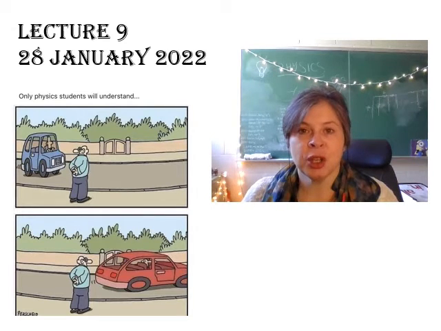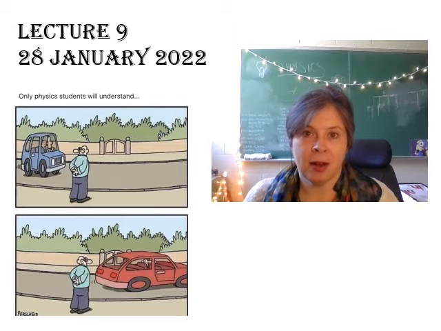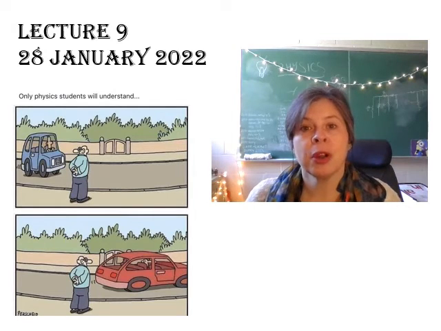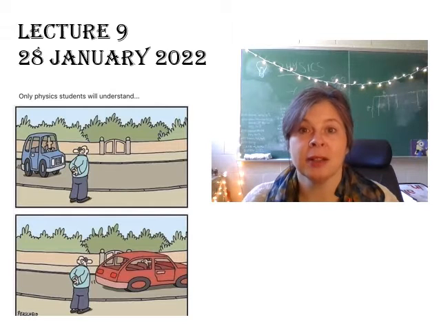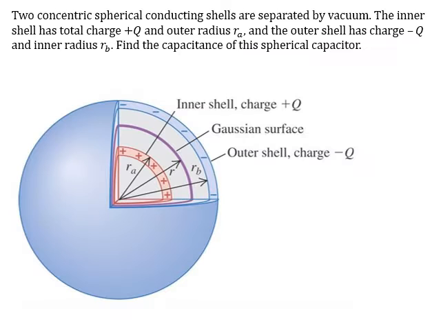In today's lecture, we're going to do one last example about calculating a capacitance, and then we're going to get on to talking about capacitors in series and in parallel, so capacitors in circuits. Let's look at a capacitor example now that looks a little funny, but it's still the same thing as what we've been doing. Two concentric spherical conducting shells are separated by a vacuum. The inner shell has a charge plus Q and the outer shell has a charge of minus Q.